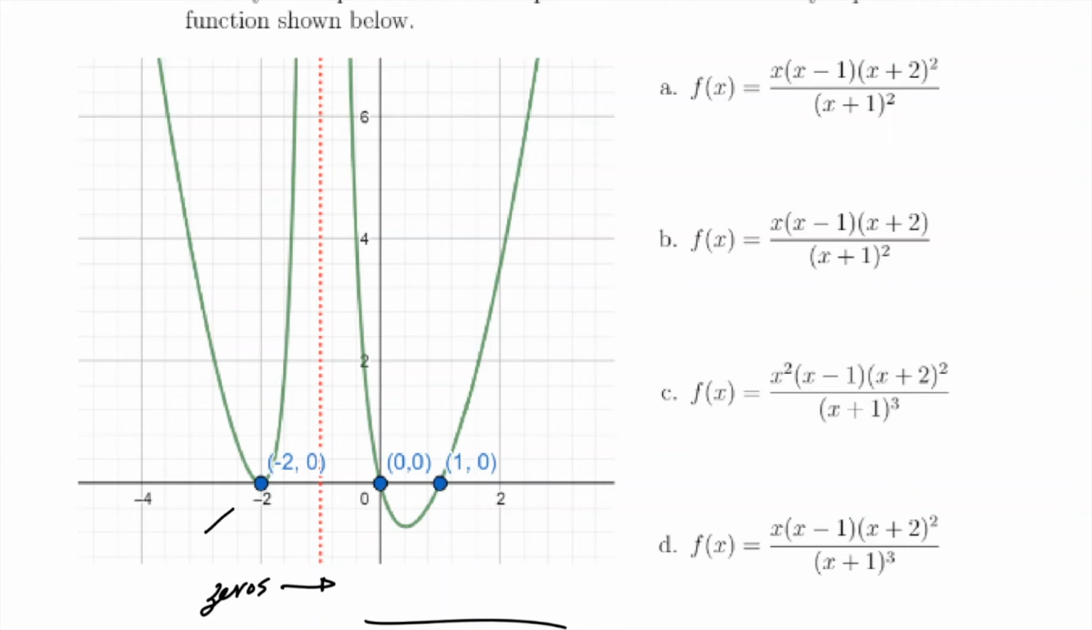So right now I see a 0 at x equals -2, a 0 at x equals 0, and a 0 at x equals 1, as well as a vertical asymptote at, this is halfway between 0 and -2, so at -1. So zeros are anything that if you plug in that value to the factored form of the numerator, it will take the entire term to 0.